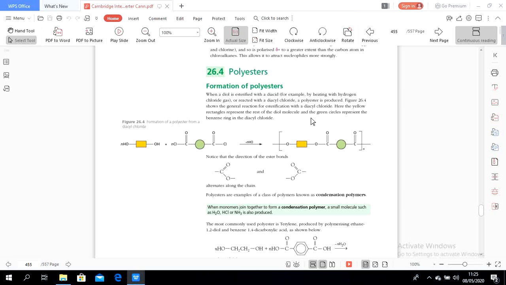Acyl chloride is much more reactive than carboxylic acid. So in this process, it does not require any strong catalyst. But carboxylic acid and alcohol require a strong catalyst, which is concentrated sulfuric acid, and the presence of heat. The product is the same ester linkage. The process is called condensation polymerization.